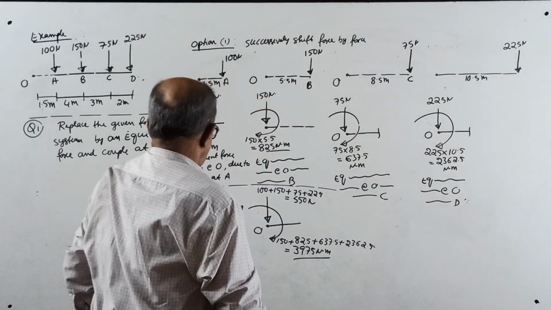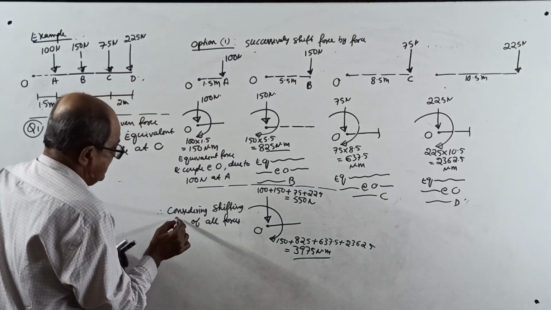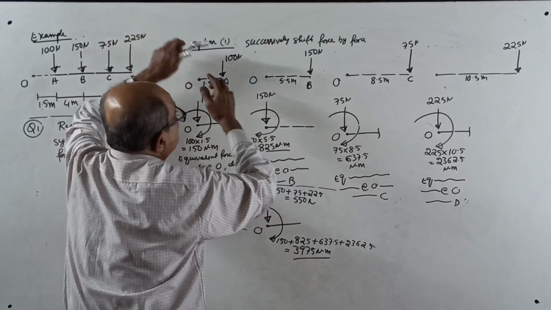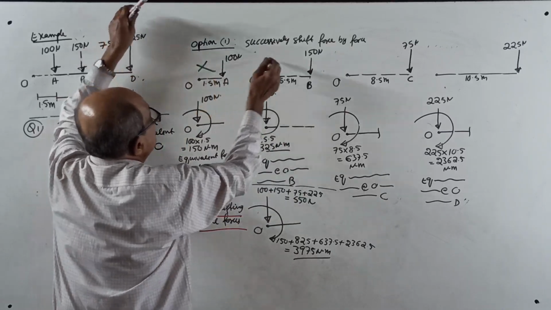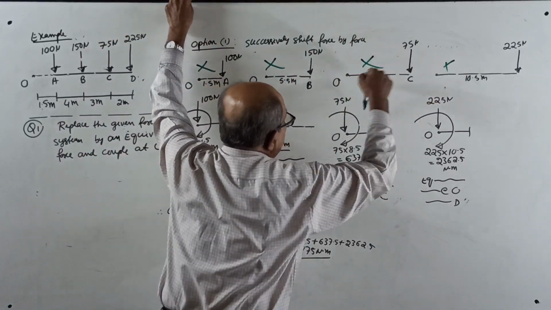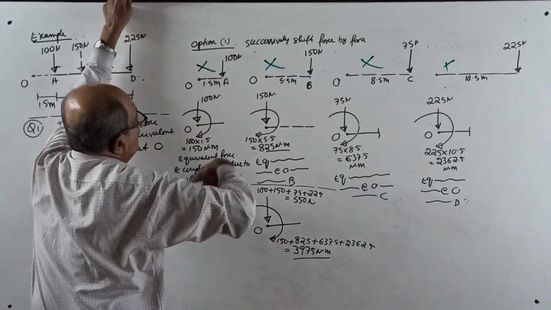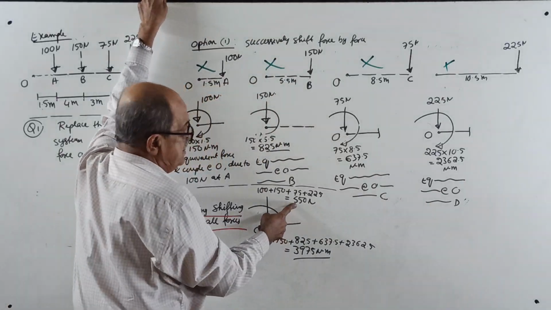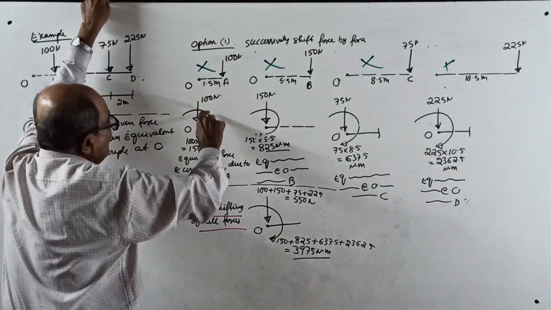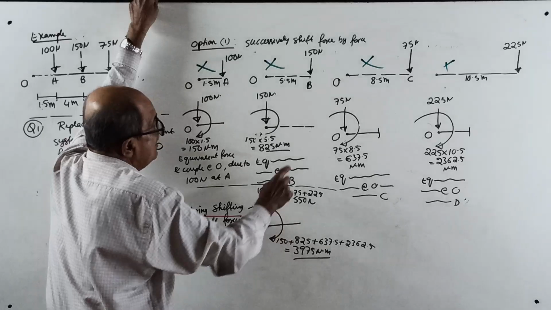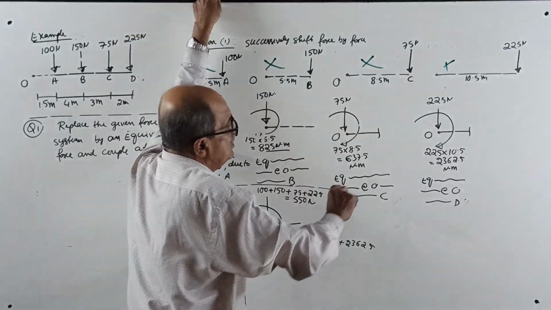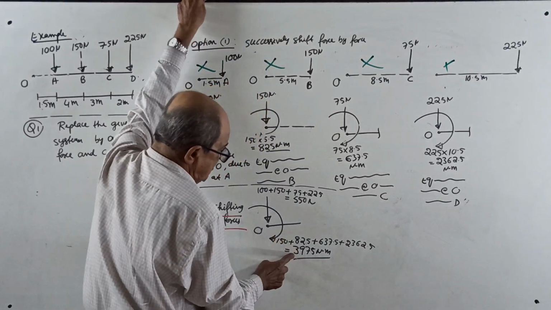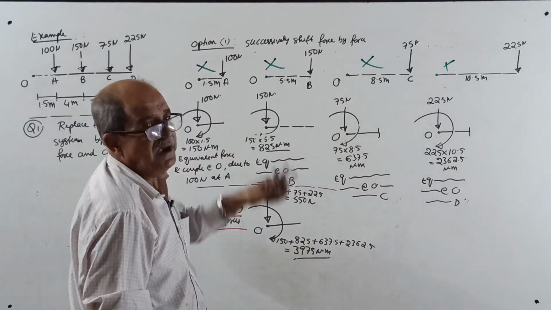Okay, now, therefore, considering shifting of all the forces, what happens? See only below. Don't see that one now. Now this is cancelled. This is cancelled now. See below. 100 down, 150 down, 75 down, 225 down, 550 Newton down, and clockwise 150, clockwise 825, clockwise 637.5, clockwise 2362.5, all together clockwise of 3975 Newton meter.